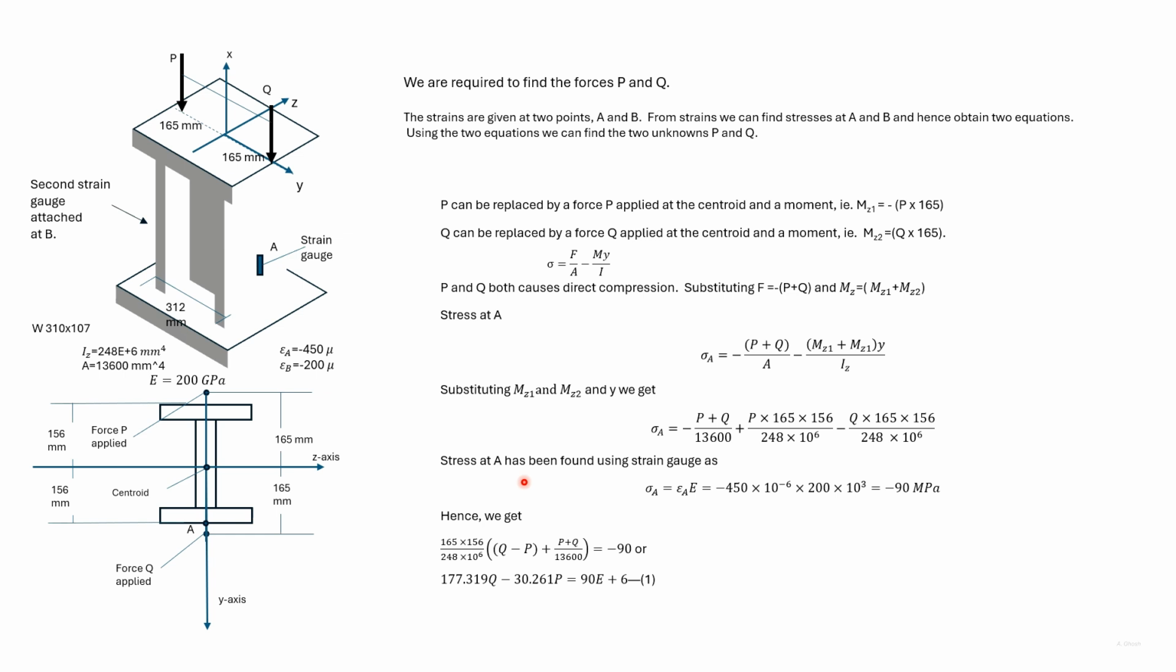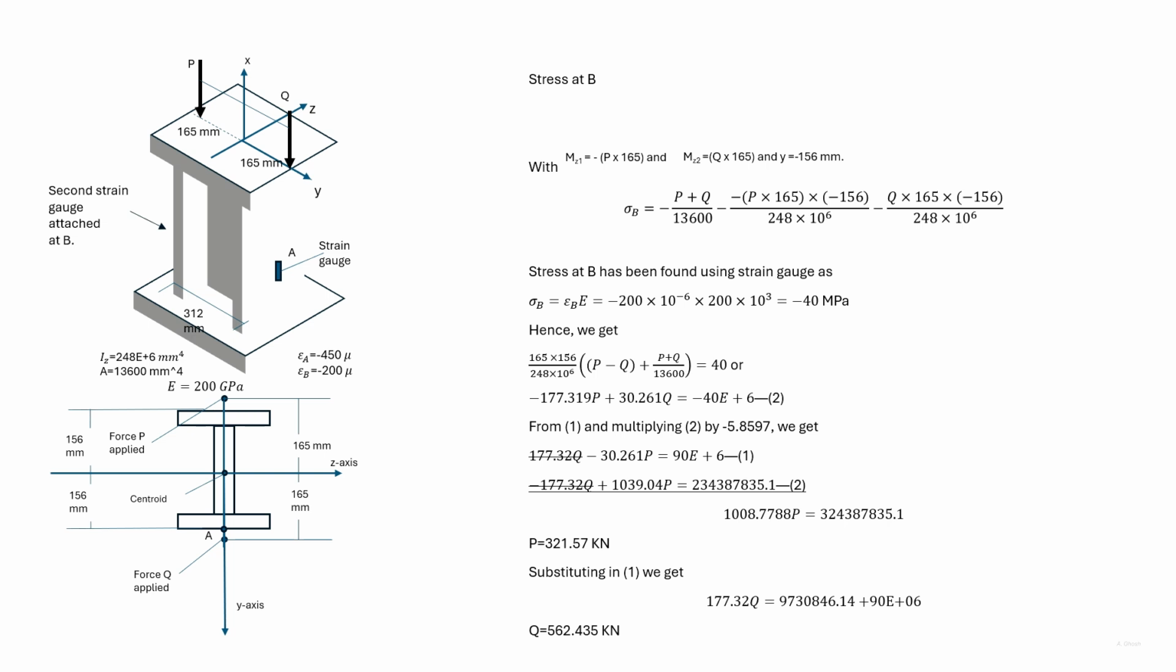We already have the stress acting at A from experimental values. So equating the two values of the stresses, we get an equation in terms of P and Q. We refer to this equation as equation 1. We now look at stress at the point B. This was the original equation of stress at a point in a body subjected to both axial force and moment.